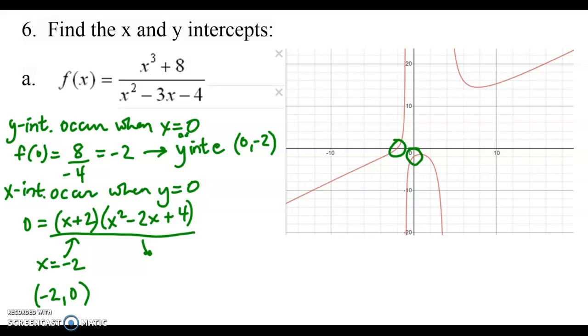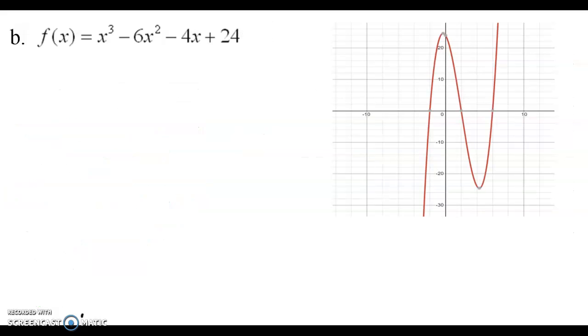Let's look at B, which is the exact same thing. You're going to find the y-intercept by putting a 0 in for x. You're going to find the x-intercepts by factoring this polynomial. You've done that before. You're going to need the first rule of the factor theorem as well as synthetic division. And you can see the answers. I'll leave you to do that on your own. Here's the y-intercept answer, and x-intercepts are given by those three.